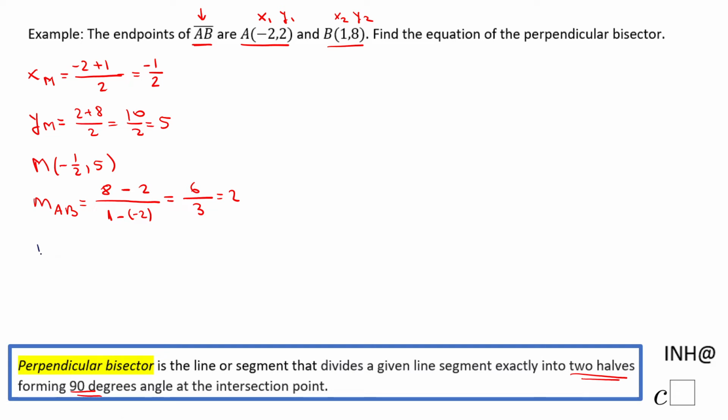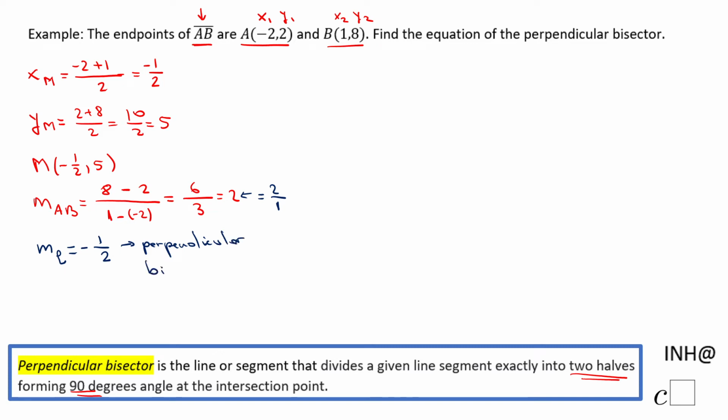The perpendicular bisector, I'm going to call it the line L, just to make a difference between the slope of line AB and the slope of the perpendicular bisector. If we have the slope 2, which is nothing else than 2 over 1, how do you get the slope of the perpendicular line? You're going to flip this to 1/2 and change the sign. So the slope of the perpendicular bisector is -1/2.